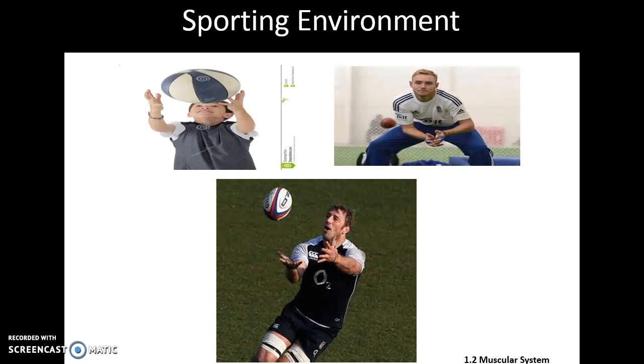Muscle contractions happen throughout many sports. An application of muscle contraction due to a stimulus is catching a ball, whether that's a basketball or a cricket ball, as shown above. However, the example I'm going to use is of catching a rugby ball, as you can see Chris Robshaw doing in the picture below.